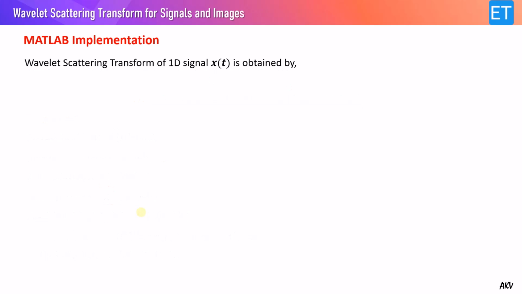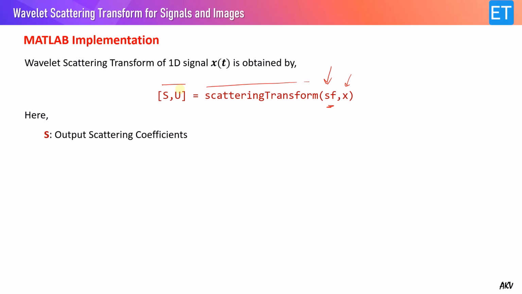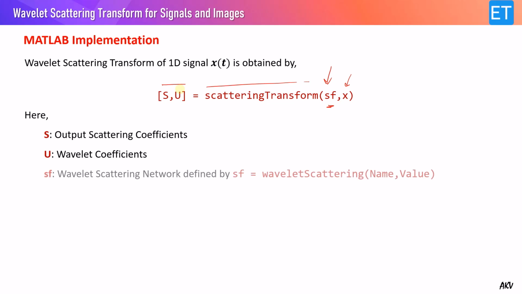Now come to the MATLAB implementation for the one-dimensional signal, and how the wavelet scattering coefficients are computed. This is the function scattering transform. The previous functions create the network structure, I mean the tree. This network structure SF is passed to this function, and this is your signal. When you execute this function, you get two variables, S and U. S captures all the scattering coefficients, and U captures all the wavelet coefficients, or scaleogram coefficients.